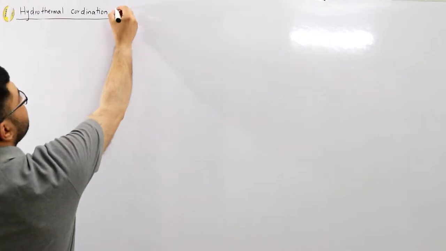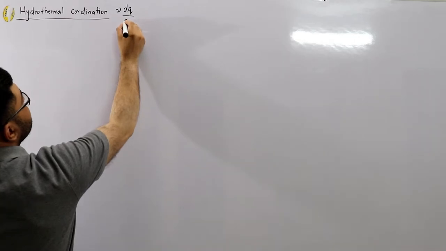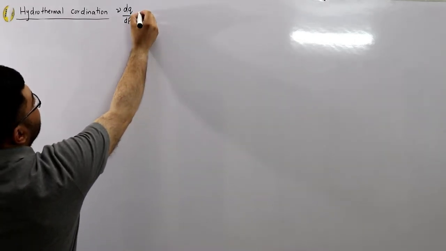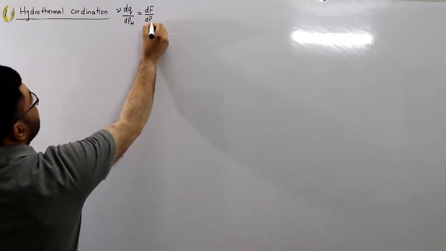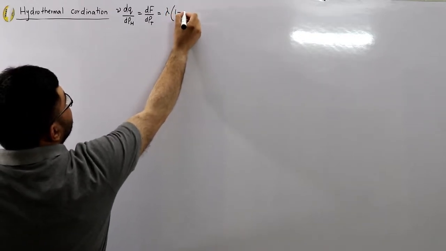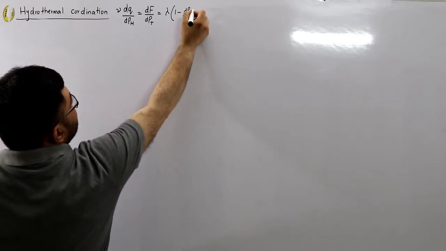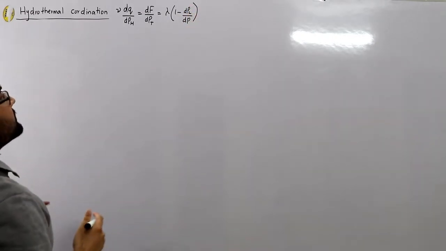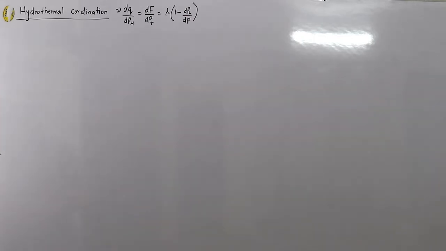So if the losses are included, the coordination equation would be written as mu dq with respect to dph for the hydro, equal to df with respect to dpt for the thermal. And this time this would not be equal to lambda directly. This would be equal to lambda into 1 minus dpl upon dp, where dp would be either h or t, whatever it is given with respect to, and pl is the power loss. So let's take an example.